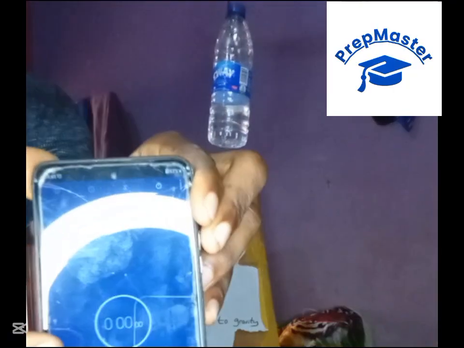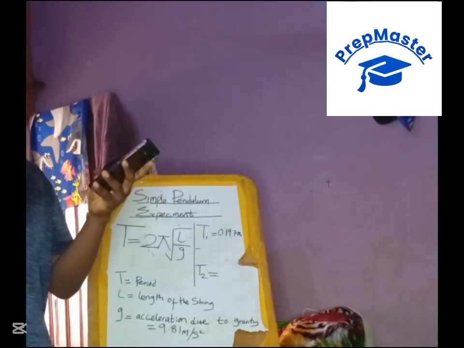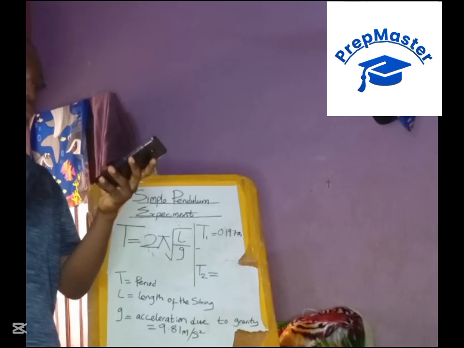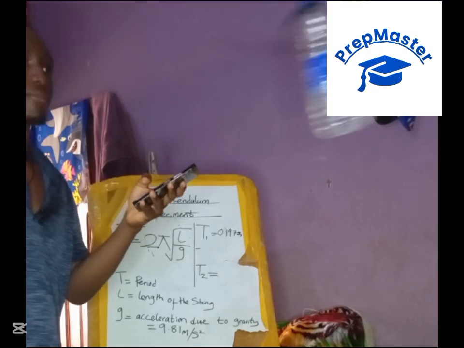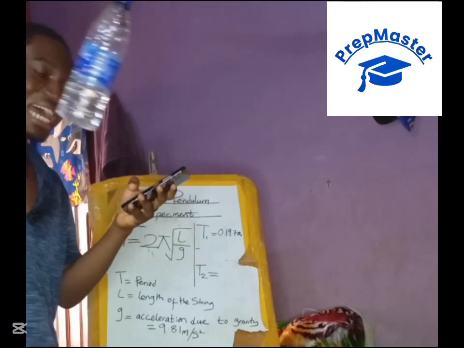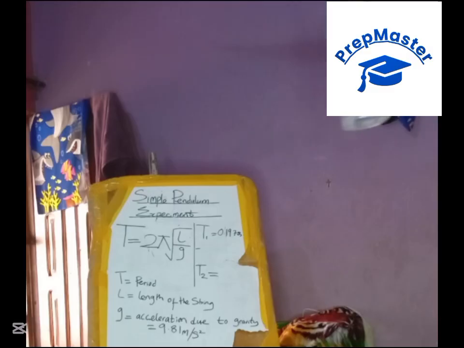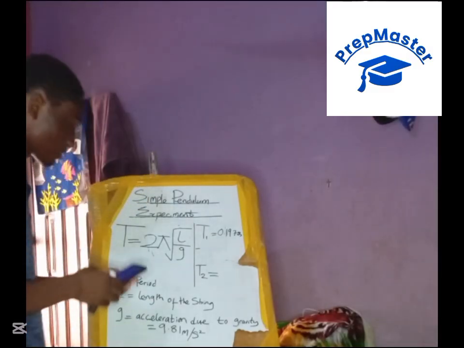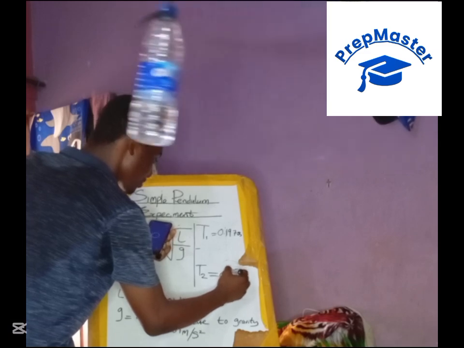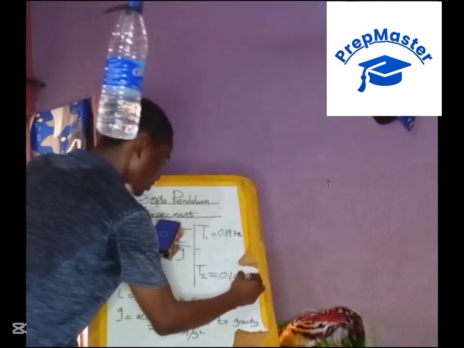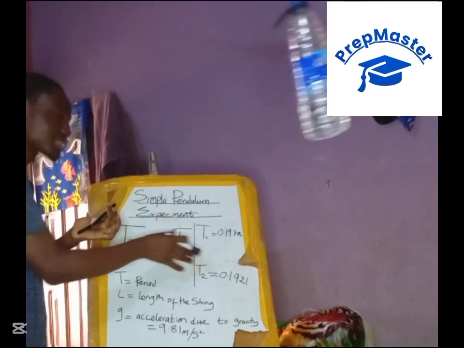We have reset the timer, it's on 000 now. So now I want to take 10 oscillations. So we have 1, 2, ready, go. 1, 2, 3, 4, 5, 6, 7, 8, 9, 10. So for our second period of oscillation, we have 0.1921. Now you can see that the period of oscillation is approximately the same.